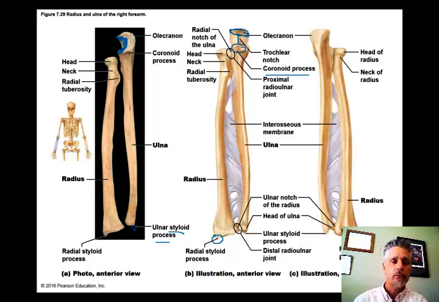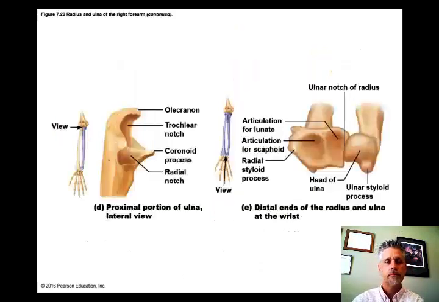So the radius itself, we have that radial styloid process, and then here towards the elbow, we have a bump that's called the radial tuberosity, and we have an expanded area called the head, and a narrow section underneath it, which is called the neck. There is that C or U shape of the trochlear notch of the ulna, with the olecranon process here and the coronoid process there. You also have a little depression here called the radial notch, and that's where, as you can imagine, the head of the radius is going to be forming an articulation with it. So it's going to set right in there, right there.